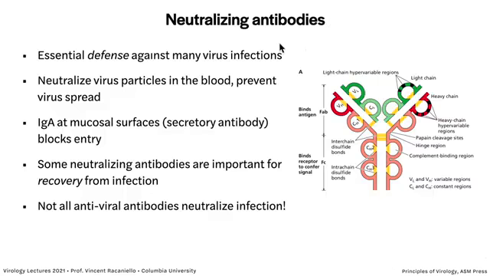All right, among the antibodies that are made in an immune response, some are called neutralizing. They will block infection. I'll show you how that works in a minute. And these are essential defenses against many virus infections, as you might guess. These antibodies can neutralize, and again, when I say neutralize, I mean blocking infection. They can neutralize viruses in the blood. They can neutralize viruses in the mucosa. In many places, they can prevent virus spread. And here we go, IgA on mucosal surfaces can block entry into the respiratory tract.